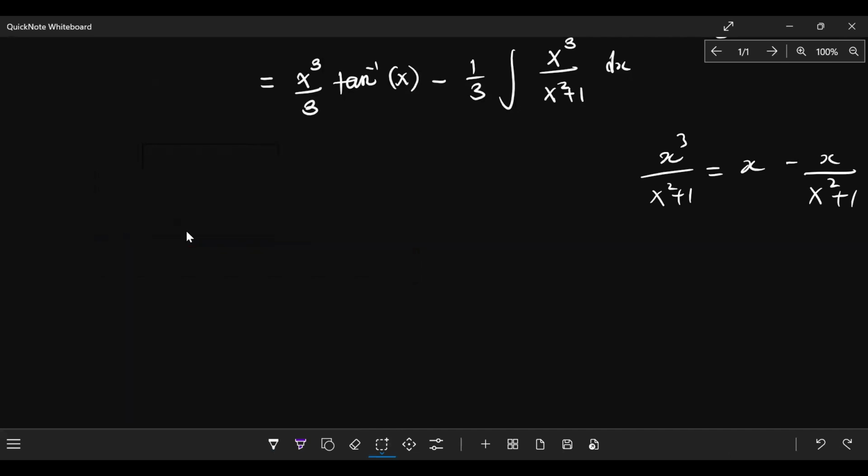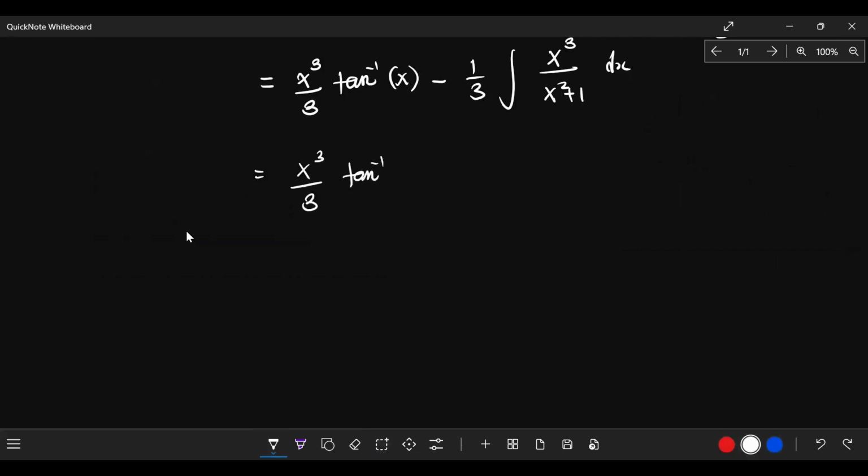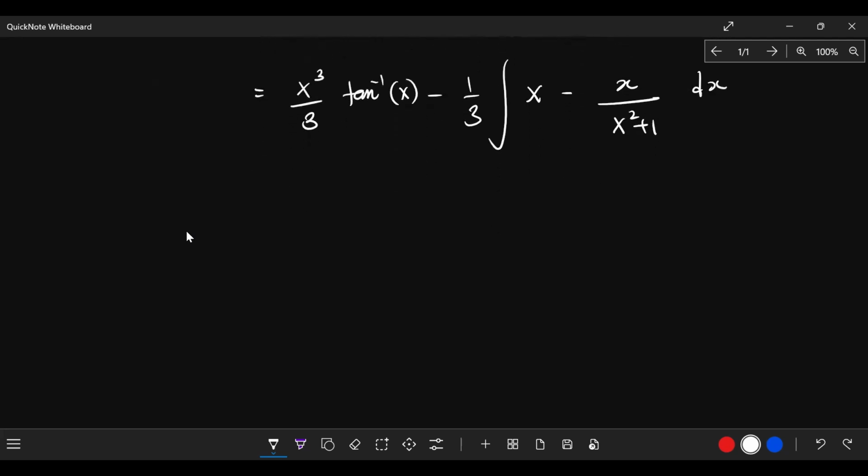So I'm going to replace what I have inside the integral with my new function. So you have x cubed over 3 tan inverse of x minus 1 over 3. Inside here, I'm going to replace with what I got after dividing these two. So I had x minus x over x squared plus 1, dx. You can try to check: expand this, multiply this by that, you subtract, you're still going to get the same thing.